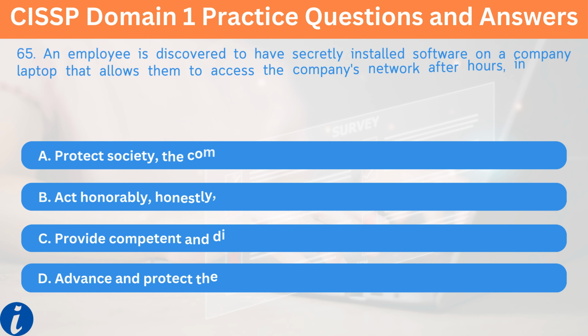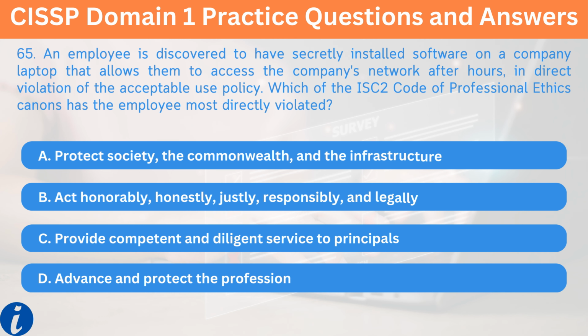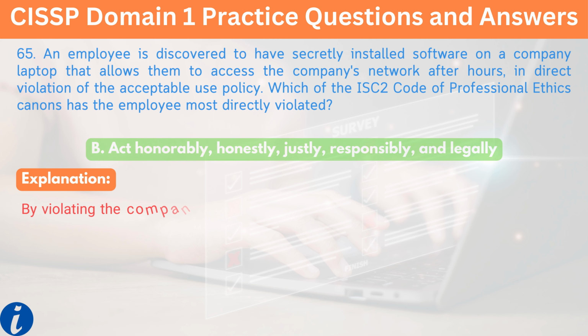65. An employee is discovered to have secretly installed software on a company laptop that allows them to access the company's network after hours, in direct violation of the acceptable use policy. Which of the ISC2 Code of Professional Ethics canons has the employee most directly violated? A. Protect society, the Commonwealth, and the infrastructure. B. Act honorably, honestly, justly, responsibly, and legally. C. Provide competent and diligent service to principals. D. Advance and protect the profession. The correct answer is B.